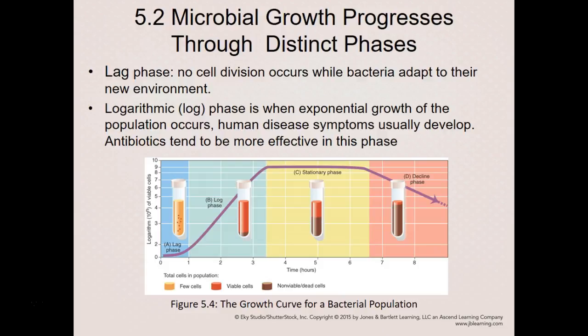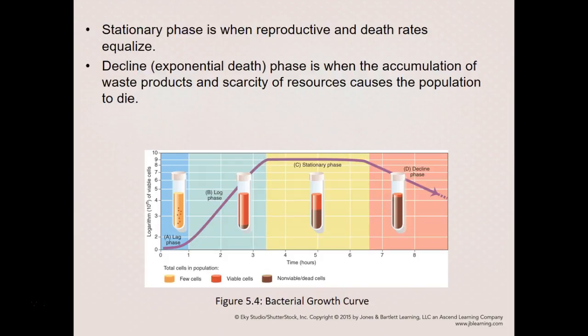Bacteria will grow very rapidly until they hit a stationary phase. Stationary phase is when the bacteria are using all of their nutrients, and so we're still replicating, but some cells are dying off at the same time. So the amount of cell replication equals the amount of cell death, and so we kind of plateau. You can't keep growing exponentially because there's just not enough nutrients in the environment.